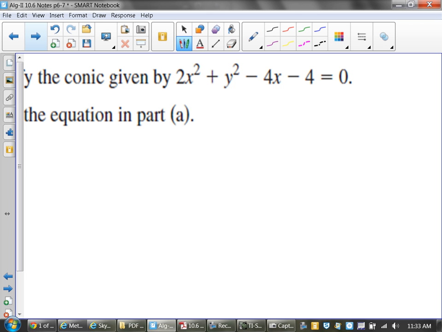Ladies and gentlemen, hold on. This takes a little while to get through. It is a bit of a pain. Bear with me. You're going to have to remember some stuff that you've forgotten. We have the equation 2x squared plus y squared minus 4x minus 4 equals 0. Yes, sir? Separate the... Yep, that's where we're headed.